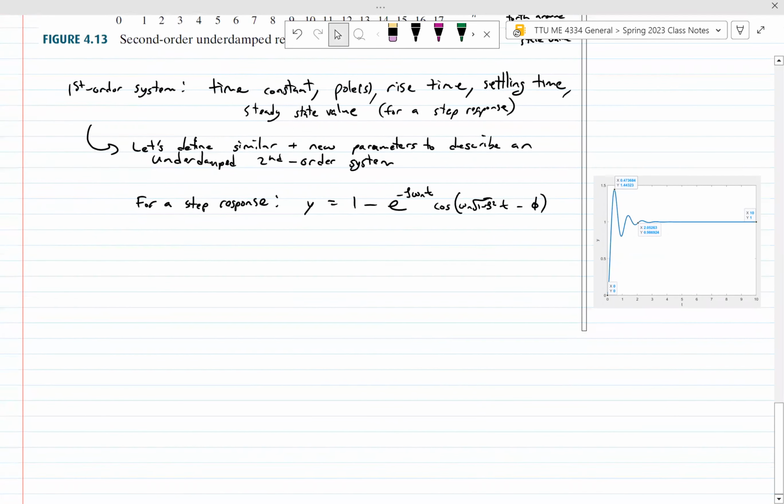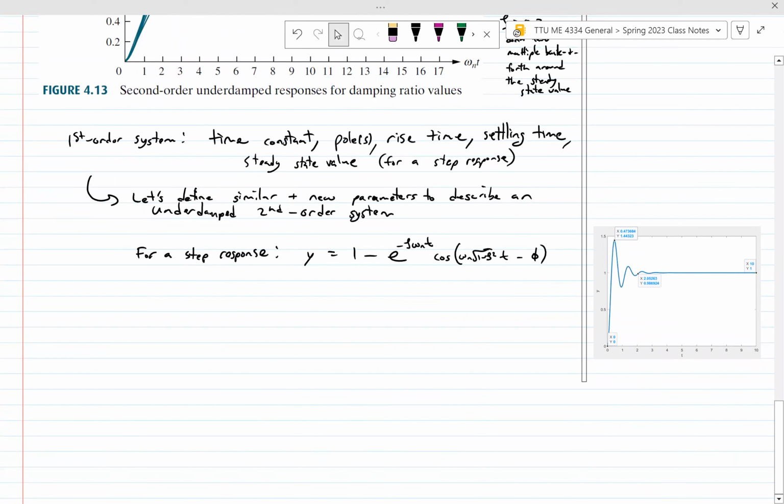All right, so let's talk about how to characterize this. What are some terms that we could group together here to get some new parameters that may be relevant for an underdamped second order system? How about we start with the frequency of that cosine wave that we have there? Does anybody know the name of that? If we were to group all those terms together, what is omega n square root of 1 minus zeta squared? Anybody know what that's called?